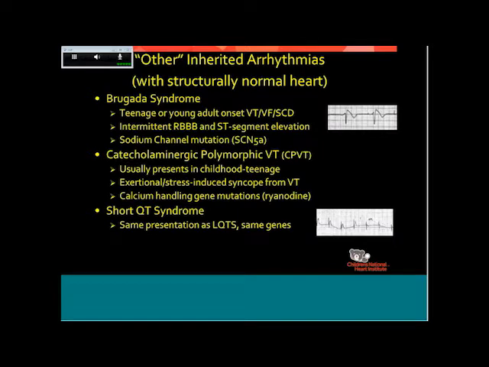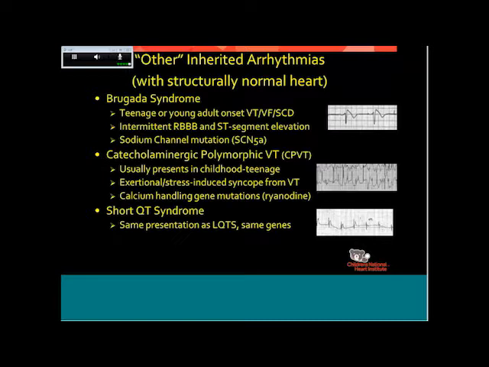Some of the other arrhythmias that we see less frequently than long QT include Brugada syndrome. This typically occurs in the teenage or young adult years with intermittent right bundle branch block and ST elevation due to a sodium channel mutation, and again is associated with sudden arrhythmic death and inherited in an autosomal dominant pattern, so you get a family history.